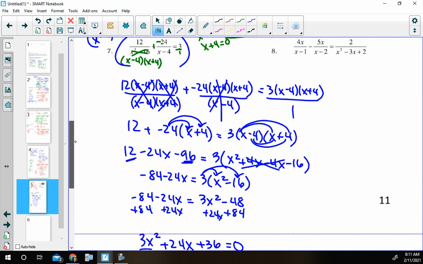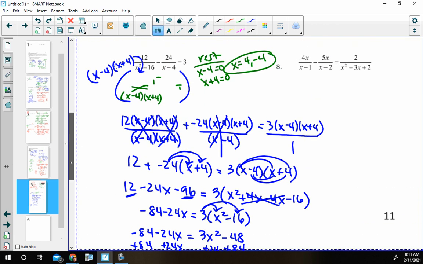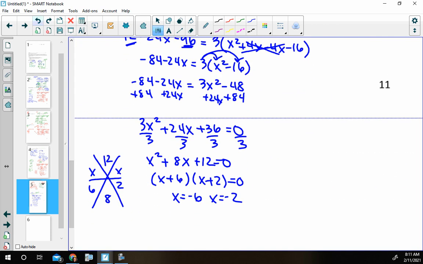Okay, now let's go up. Where's my restrictions? 4 and negative 4. So both of them are good to go.